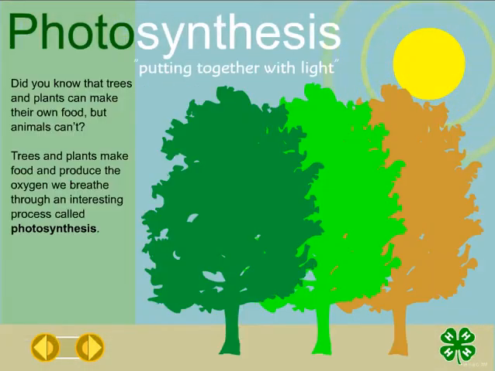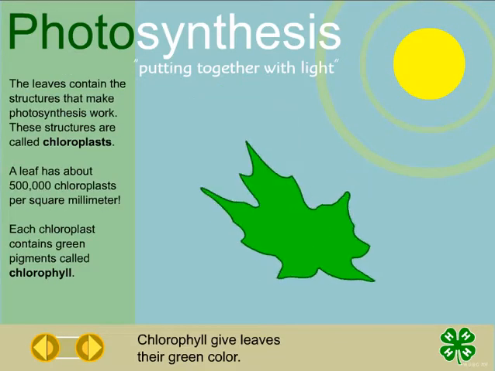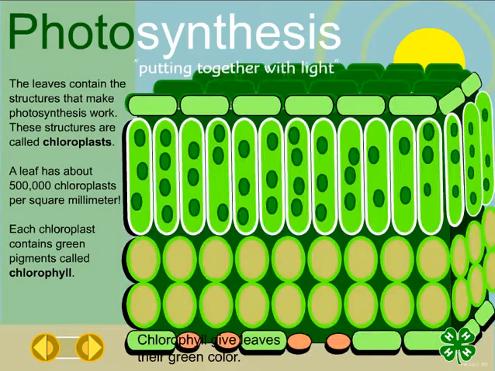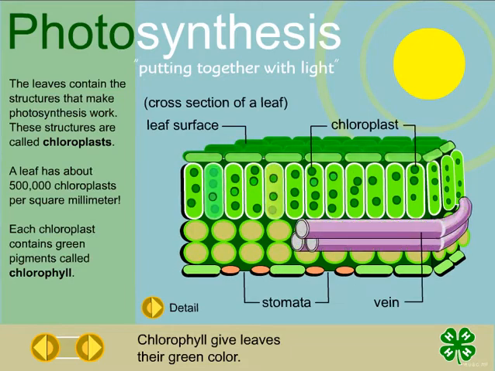You guys obviously know that every day we need to eat food, and we need that food for energy because our body cannot make its own food like plants can. Plants make food and produce the oxygen we breathe by photosynthesis. We're just going to look at the basics of photosynthesis. It actually gets pretty complicated when you look at it at a cellular level.